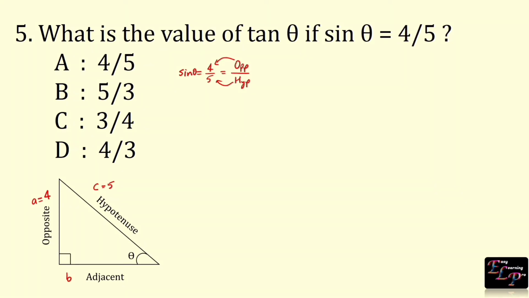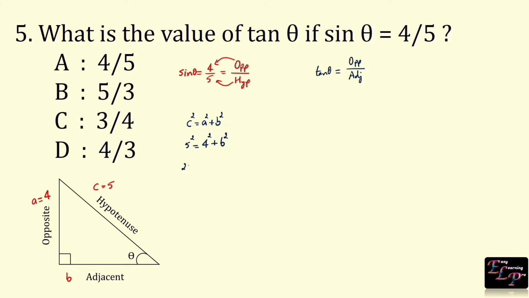We have to find the value of tan theta and we know that tan theta is given by opposite by adjacent. We know the value of opposite side, we have to find the value of adjacent. For this we are going to use Pythagoras theorem, which is c square is equal to a square plus b square. Value of c is 5, so 5 square equal to value of a is 4, so 4 square plus we don't know the value of b.